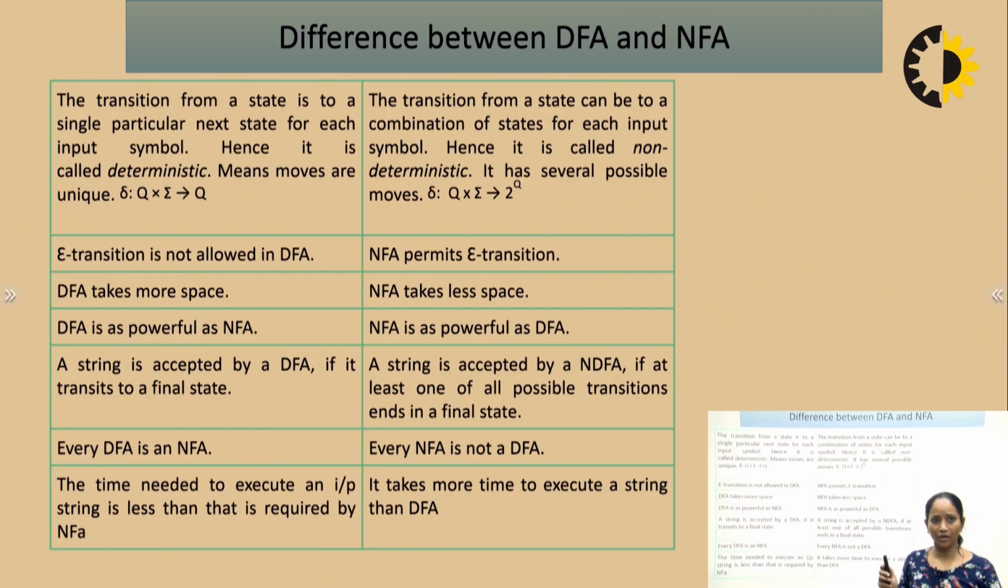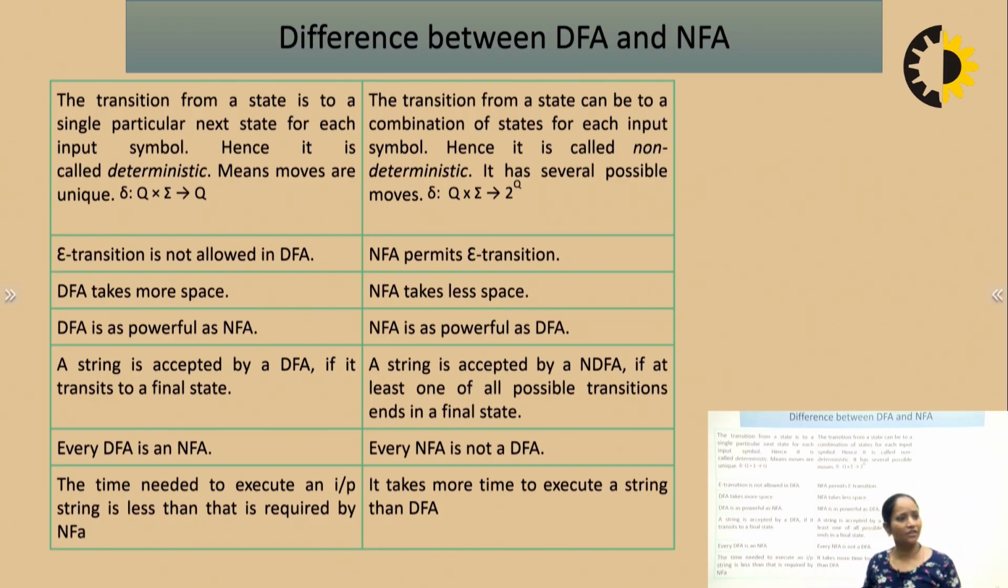A string is accepted by an NFA if at least one of all the possible transitions ends in the final state. It is not necessary that for a particular input symbol there are multiple moves. So if we reach the final state by any path, then it is accepted by the NFA. Every DFA is an NFA, it is possible to define, but every NFA is not a DFA.